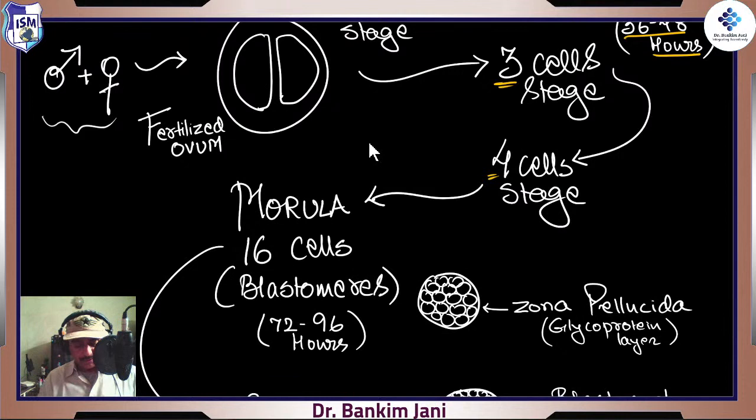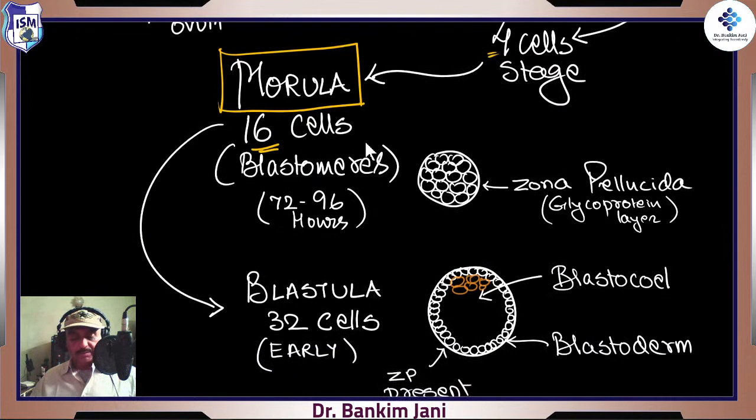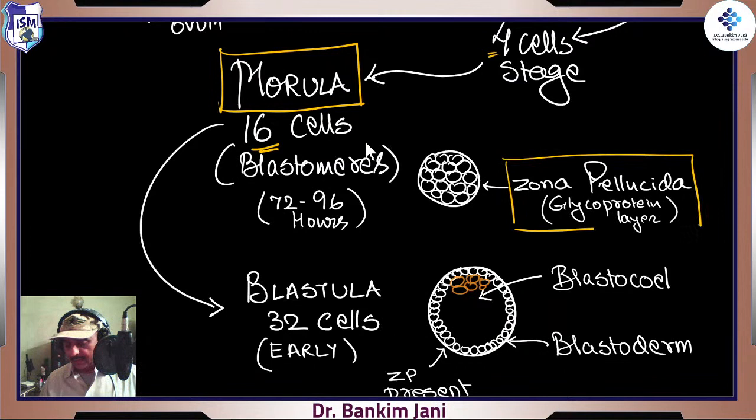Now, there are so many terms, morula, blastula. Simple thing, morula means it has got 16 cells. Now, these 16 cells, we'll call them blastomeres. But when we say blastomere, there is one speciality which you must not forget, because the morula has what's called the zona pellucida. What is zona pellucida? Well, it is the outer covering.